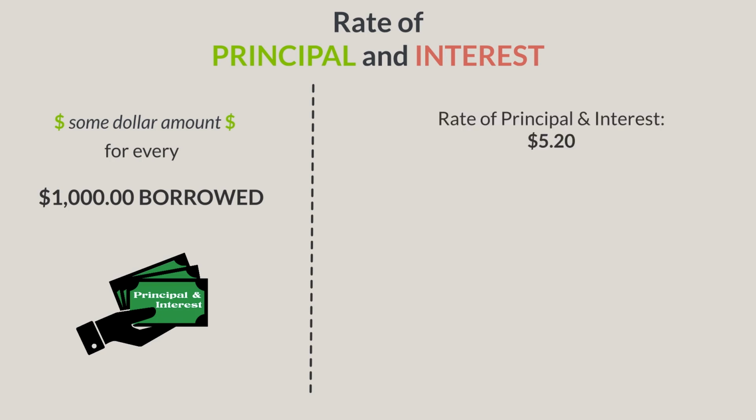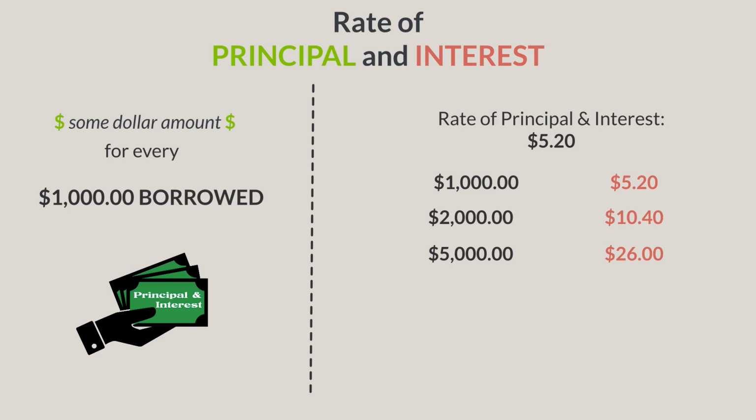Let's start with the rate of principal and interest. For this example, it is $5.20. This means if somebody borrowed $1,000, they would owe $5.20 every month until they paid off all of the monies that they owe to the bank, both principal and interest. If somebody borrowed $2,000, they would owe $10.40 to be paid back every month until they paid off all of the principal and all of the interest owed to the bank. If somebody borrowed $5,000, they would owe $26 in monthly payments.